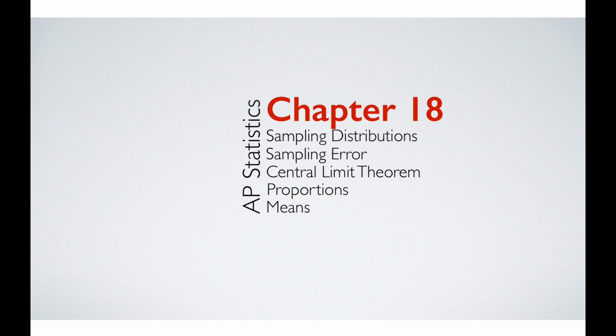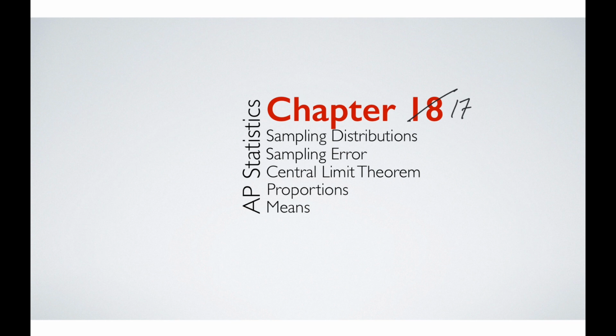Welcome to semester 2. We're going to be starting off looking at, it's not 18, it's actually 17. Chapter 17 talks about sampling distributions. This is kind of the main idea, and it may sound very similar to things that we've already done.